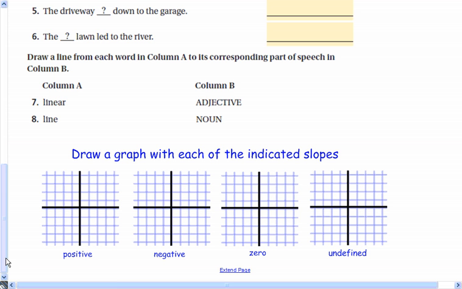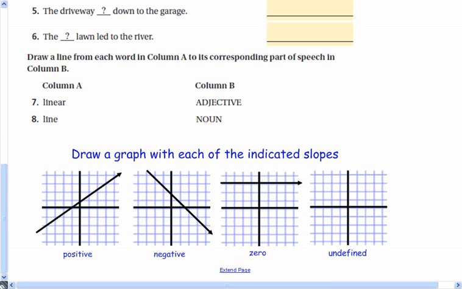If it has a positive slope, that means it's increasing, and that would look like that. If it has a negative slope, that's a decreasing situation. That would look like that. If it has 0 slope, that means it's a horizontal line. That would look like that.